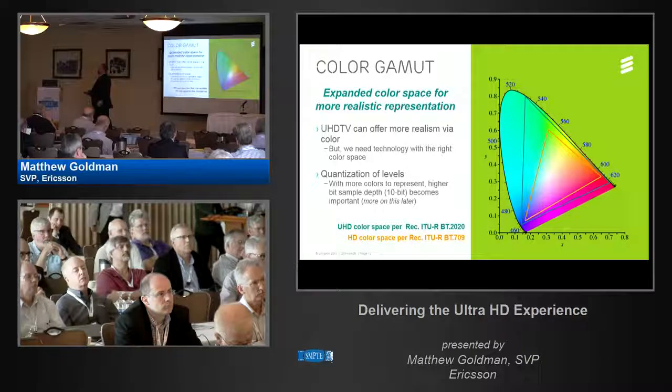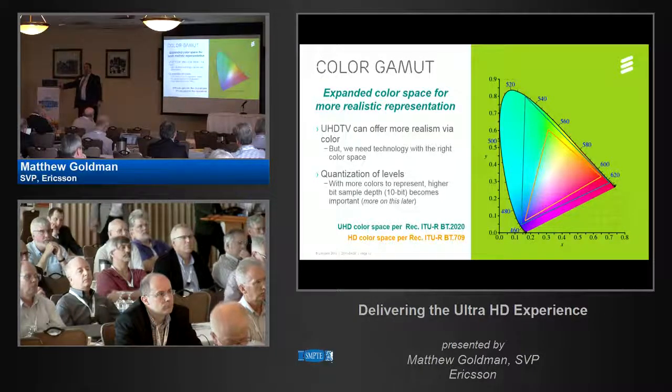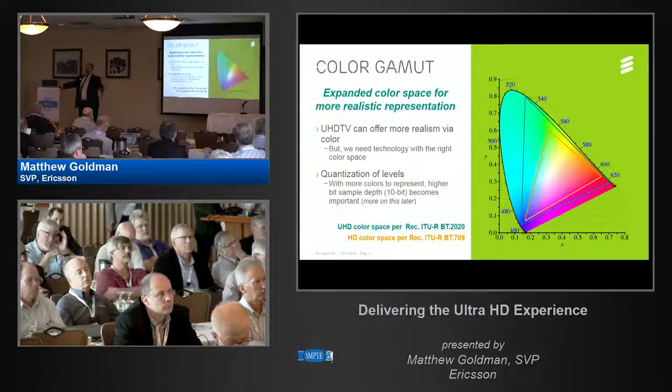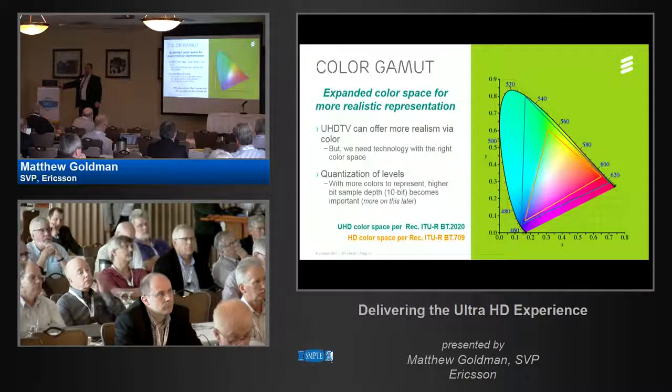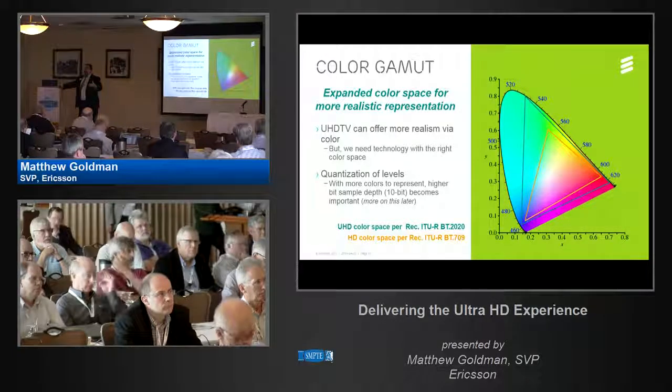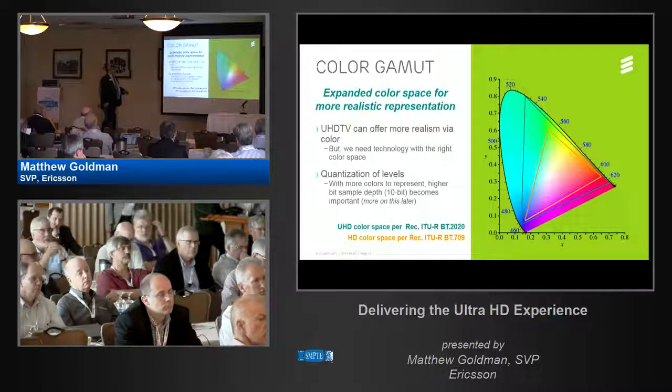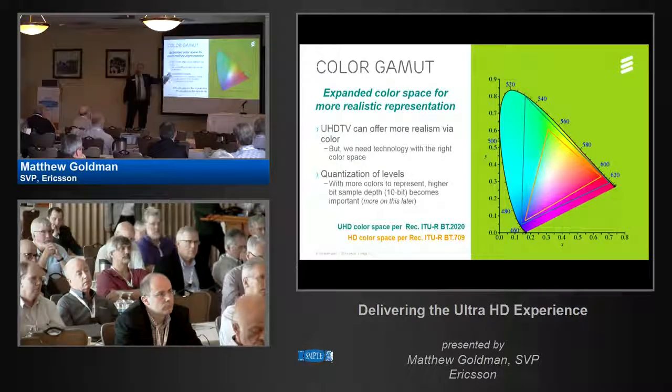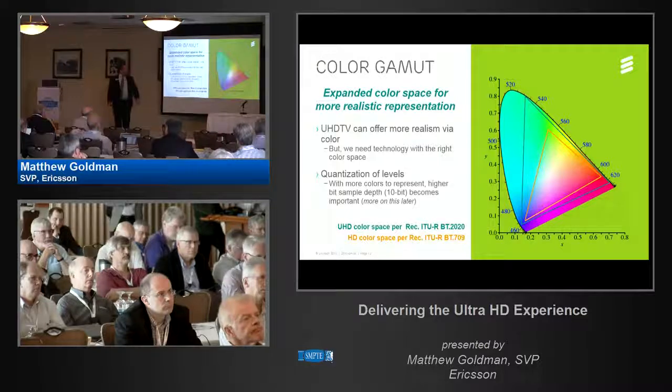UHD 1 Phase 1 sets that you can buy do HD color space, 709 only. They do not have the extended color space. And by the way, none of them are over 60 frames per second either. Internally to the set, they might do frame emulation where they double it, but it's not the input side that does that. So this is one area where you can get much better representation of things, okay?